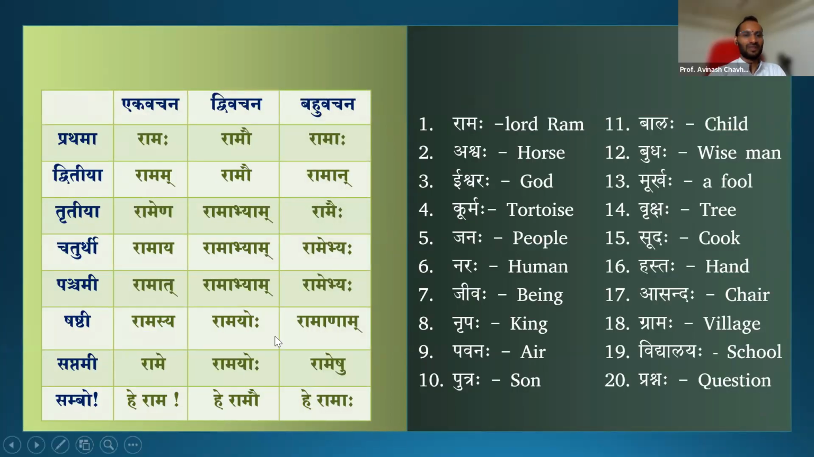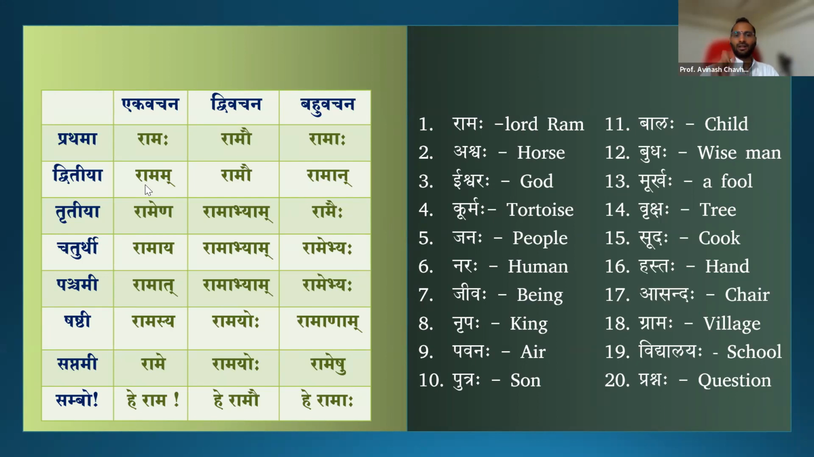Now, let's move to words. Ramah is the word. Now, your homework, let me tell you. You have to memorize at least one kriyapada set like pathati, pathatah, pathanti, pathasi, pathathah, pathatha, pathami, pathavah, pathamah. That will be your homework. Now, move to the next word. Ramah is a word ending with a. All words ending with a will be declined similarly. Let's practice.